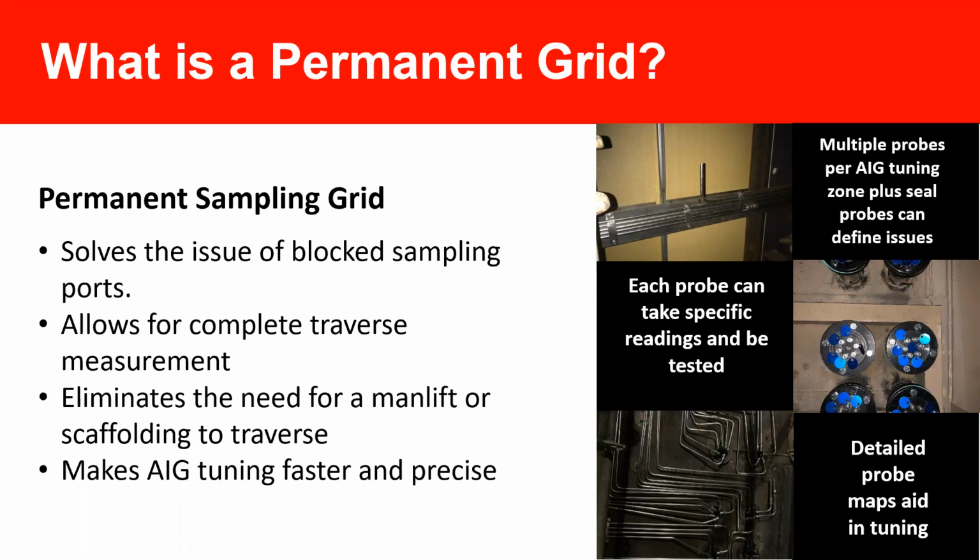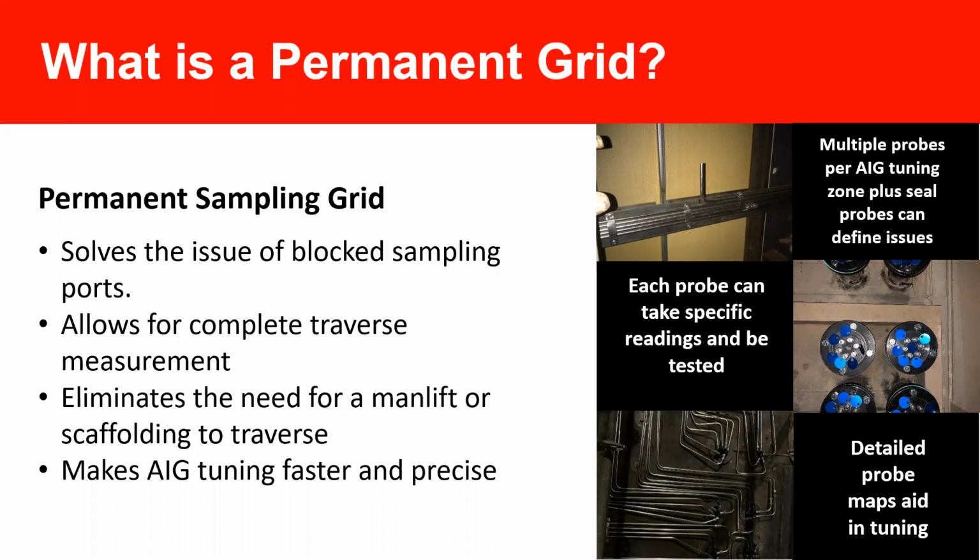It's also important to understand that not all AIG tunings are created equal. A permanent sampling grid makes it an economical investment, which allows you to sample from multiple points in each tuning zone. It also adds clarity to where your ammonia mix needs to be improved. You can also imagine that it makes the tuning and sampling process much faster and more precise.